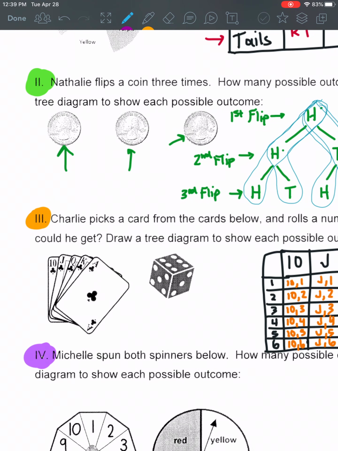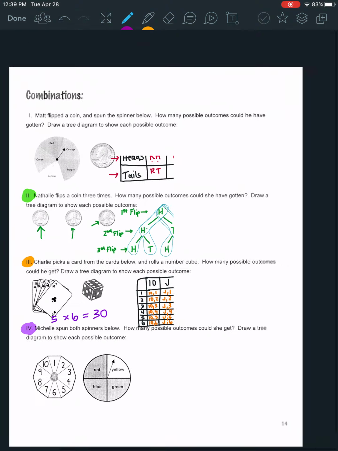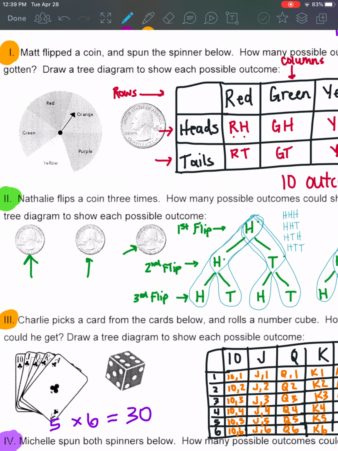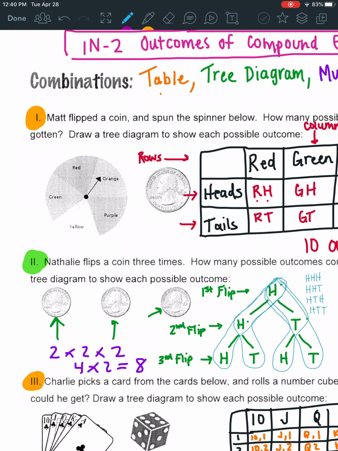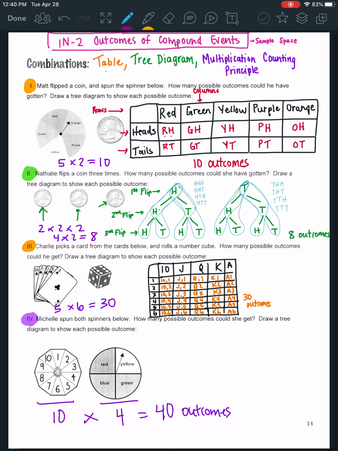Okay? If we did it here, we had 1, 2, 3, 4, 5 cards. We had 6 numbers on the die. Multiply them, and that's exactly what we got. Okay? We have 2 possible outcomes for the first coin, 2 possible outcomes for the second coin, and 2 for the third. So 2 times 2 is 4. 4 times 2 is 8. Hey, that's exactly what we got. Okay? And same thing here, 5 possible outcomes for the spinner, 2 for the coin, 10 outcomes. So that's the multiplication counting principle.